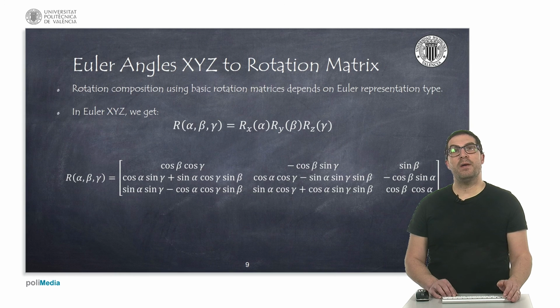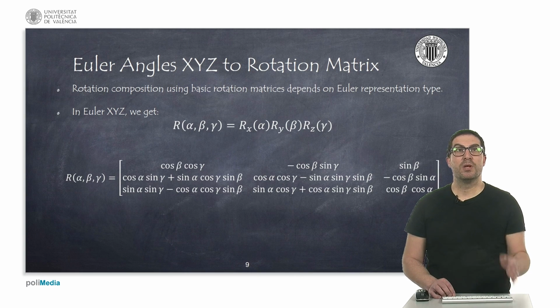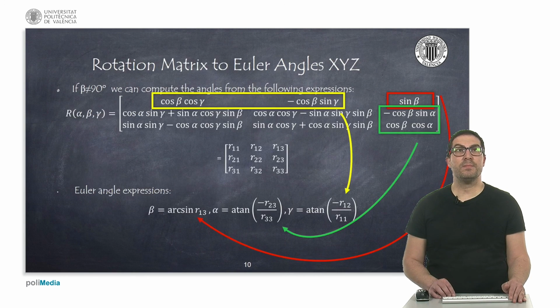To convert from a representation in Euler angles into a rotation matrix, we need to do the post-multiplication of sequential basic rotation matrices, as I indicated before. So depending on the specific representation, the rotation matrix will have a different symbolic expression. Here we show the symbolic expression for the representation XYZ.